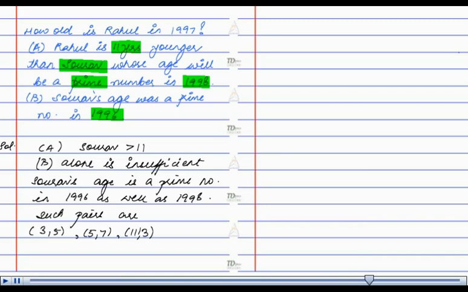But we also know that Saurabh's age was greater than 11. Therefore, the possible numbers are 13, 19, 31, and so on. That is, we cannot reach any unique conclusion. So, neither the combination of both these statements is sufficient to answer the question, and therefore the correct answer is option number 4. Thank you.